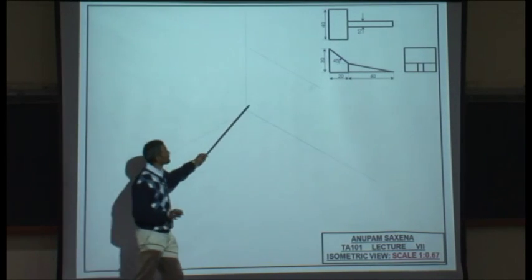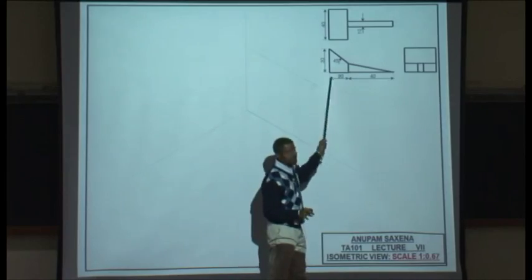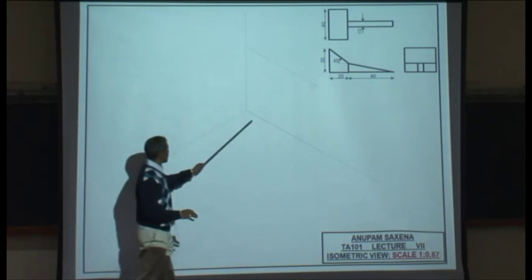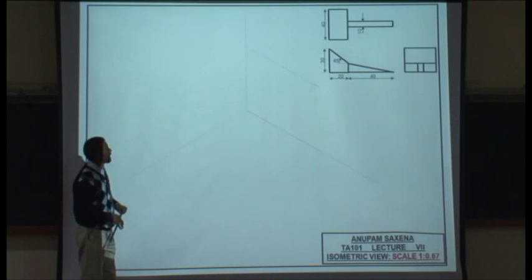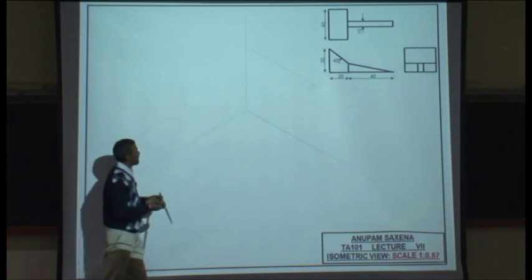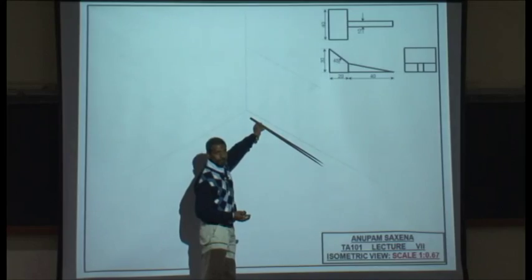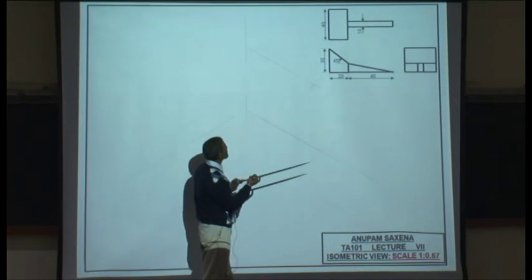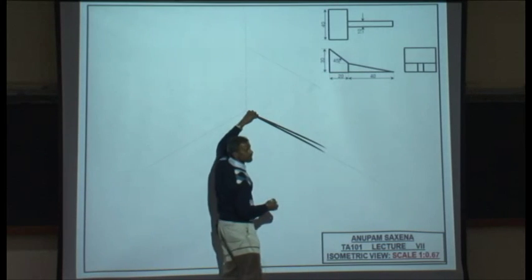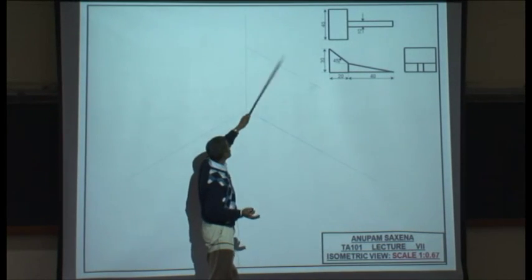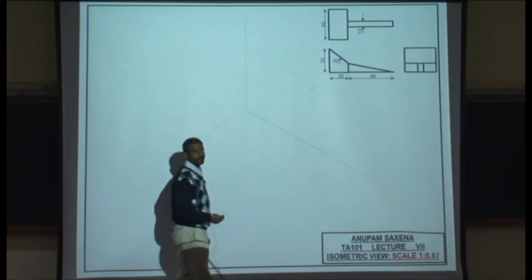Okay? That would mean that all features along this direction are to be drawn along this direction in the isometric drawing of view. I'm keeping my width direction along the y-axis. All features from here to here along that direction are to be drawn here. And z I'm keeping for the height. Okay?